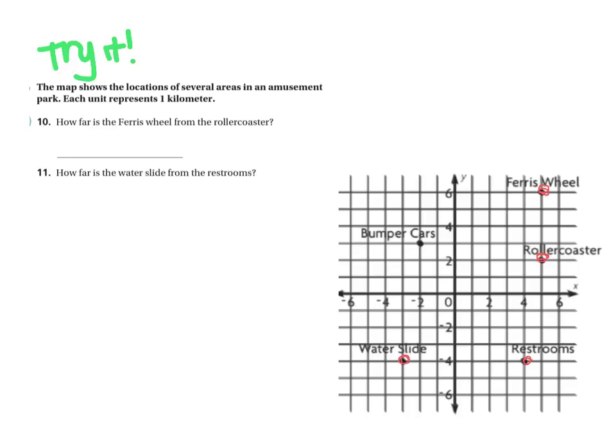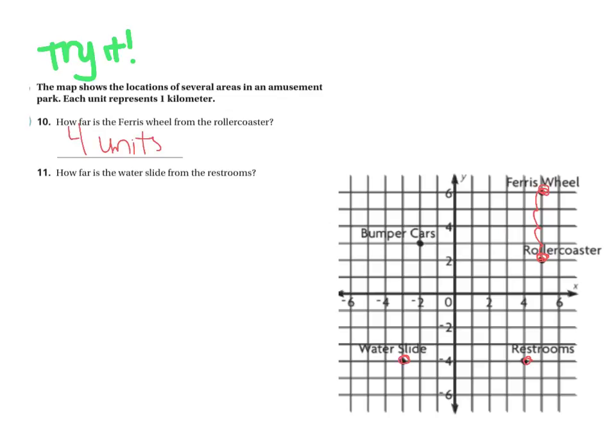Okay, so let's check number 1. How far is the Ferris wheel from the roller coaster? It looks like the roller coaster is on +2 and the Ferris wheel is on +6. So what is the number of units between 2 and 6? 1, 2, 3, 4. So it is 4 units apart.